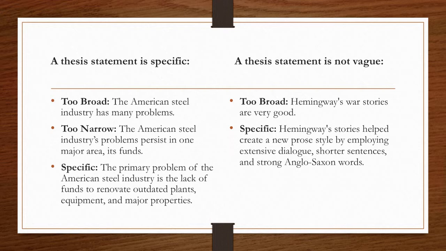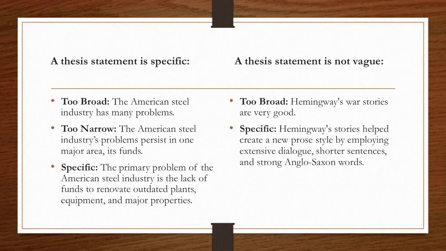A thesis statement must be specific. It cannot be too vague. So here's an example of one that's too broad. The American steel industry has many problems. You cannot, in one paper, address every problem in the American steel industry. Too narrow. The American steel industry's problems persist in one major area, its funds. Probably you're not going to be able to get very far in a paper with a thesis this narrow, because you need to be able to expand a little bit. And according to this thesis, you could only talk about its funds.